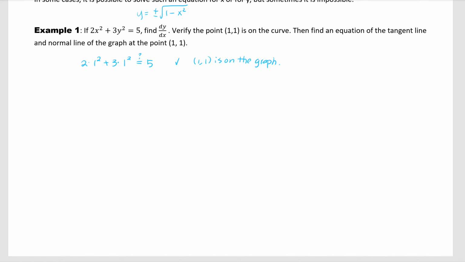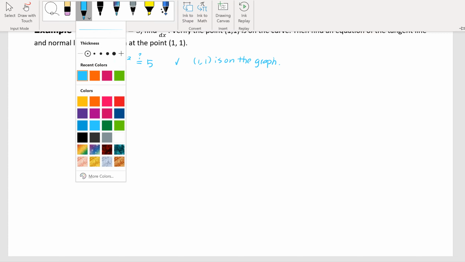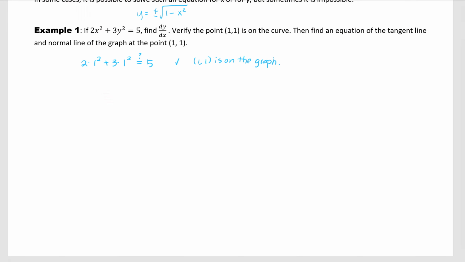Next, we want to find the tangent line and normal line, so we need to find the derivative, because the derivative is the slope of the tangent line. So how do we find the derivative in this case? Okay, here I'm going to write down the steps. For every new type of problem, we write down the steps. It's like a recipe: we follow the recipe, and then we know how to cook, right? Do you cook? Okay.